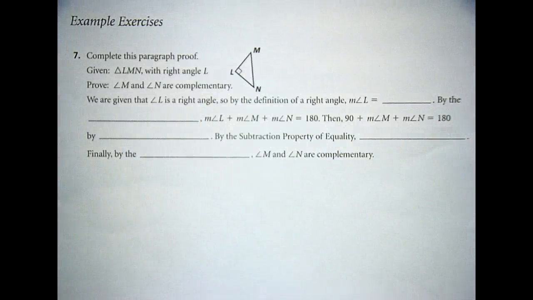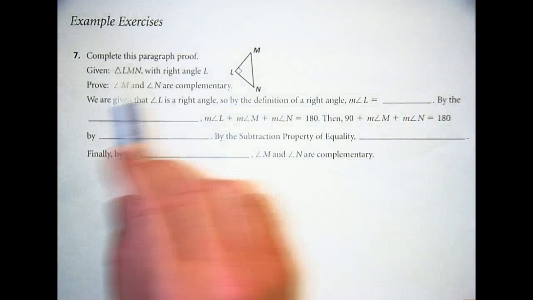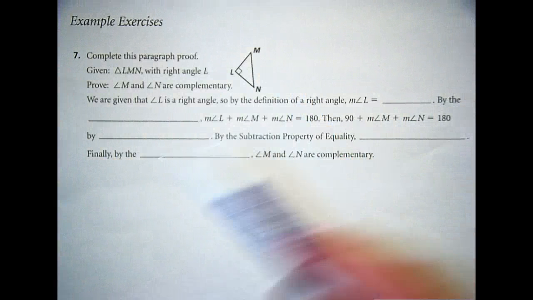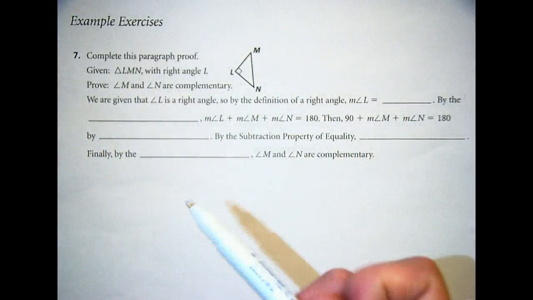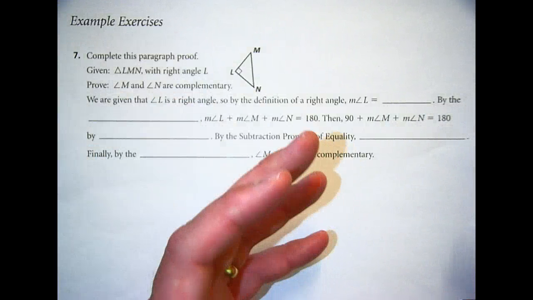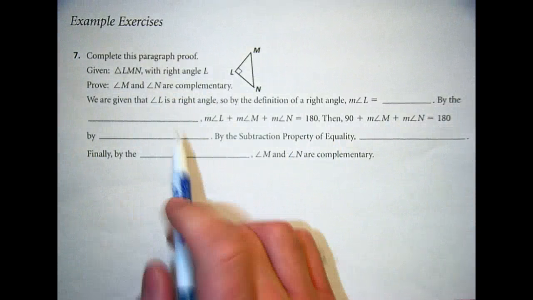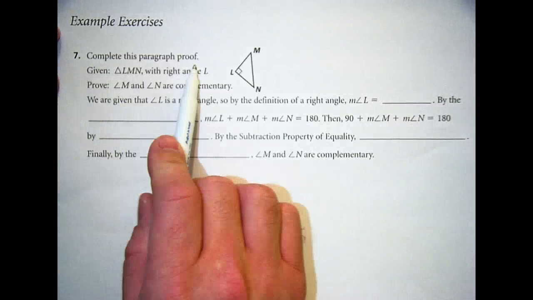That was good. So this is a paragraph proof where you're kind of just stating things as you go. You make your statement, then you state why. Okay, your reasons why. So complete the paragraph proof.